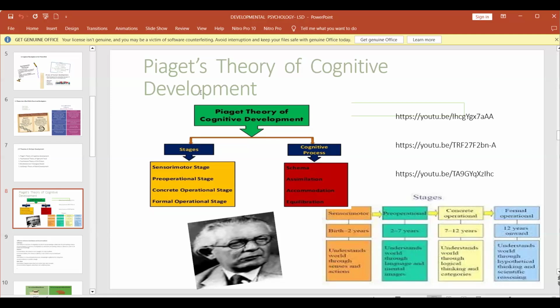We actually discussed the stages referring to 5 columns of criteria. What are the 5 columns of criteria? Name of the stage, age, how cognitive development happens, key features and remarkable cognitive development, and the study done.